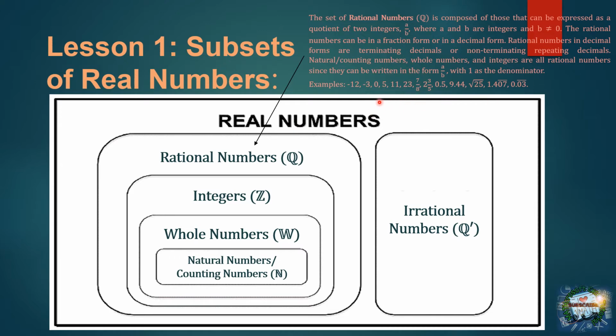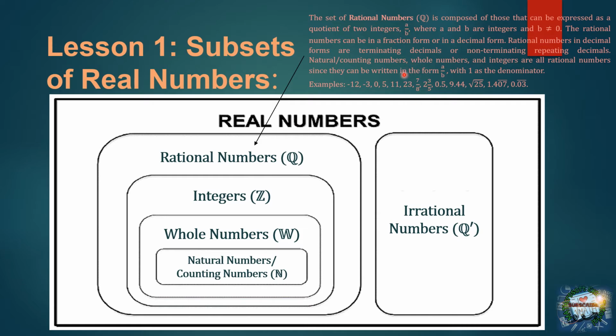Kasi nga sabi doon, lagyan lang natin ng 1. Negative 12 over 1. So that's A over B. O rational number na siya. Negative 3 over 1. So it's rational number na siya. Diba? Wag lang siyang maging 0. So magiging undefined yan.